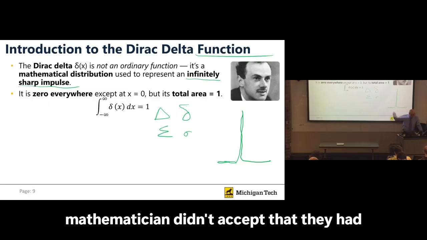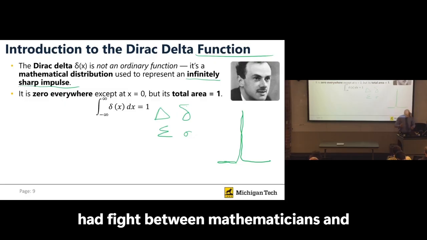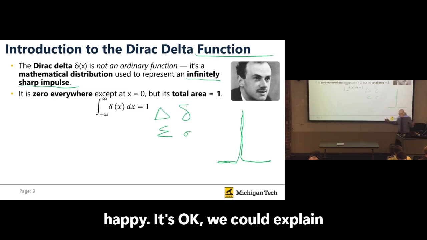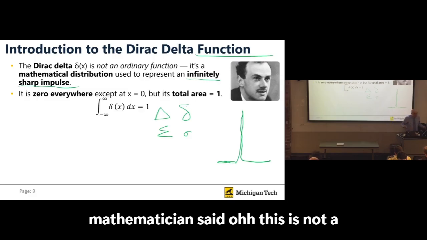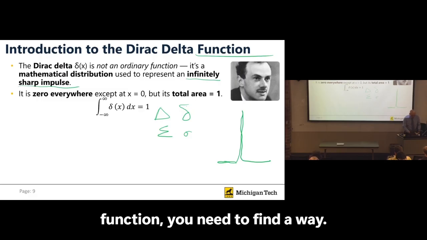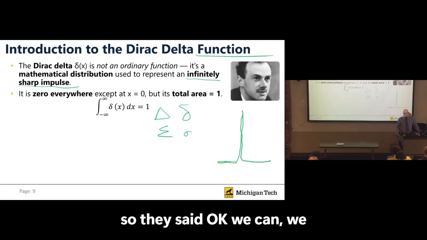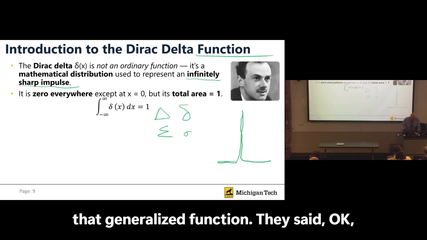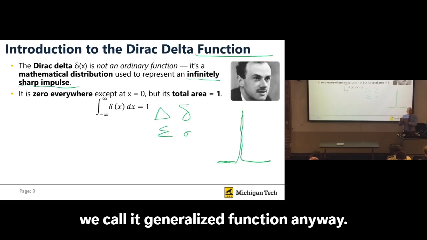Some mathematicians, however, didn't accept that. They had a fight, not physically, of course, between mathematicians and physicists, because the physicists were so happy. They said, OK, we could explain this with a function. But mathematicians said, oh, this is not a function, you need to find a way. Anyway, mathematicians lost the fight. So they said, OK, we need to fix our function definitions. They called it a generalized function. They said, this is not a function, but we call it a generalized function.